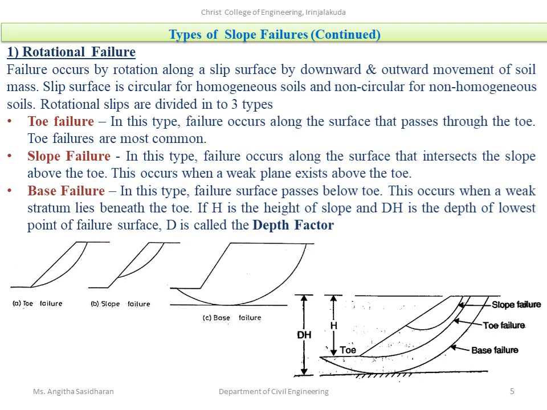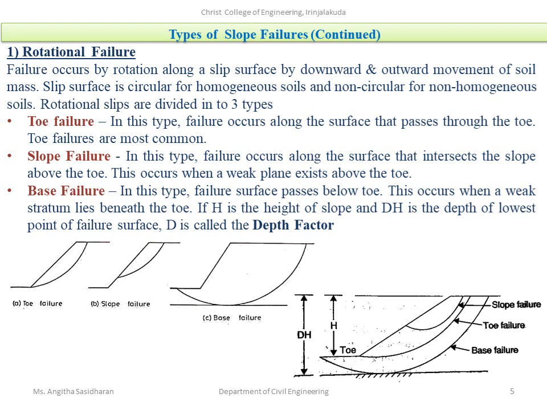And what is a slope failure? In this type, failure occurs along the surface that intersects the slope above the toe. So somewhere above the toe, this failure surface will be meeting, and this is a slope failure. That means along the slope it is happening. And what is the base failure? In this type, failure surface passes below the toe. So look at the figure. Below the toe, the failure surface is coming, and this occurs when a weak stratum lies beneath the toe.